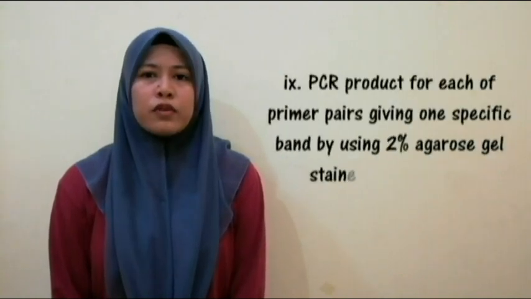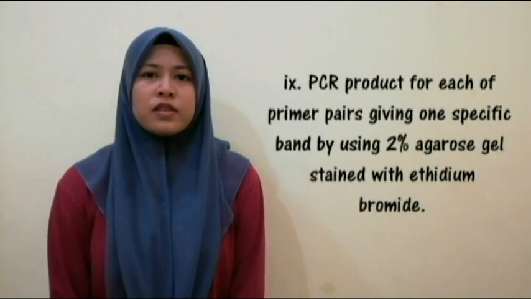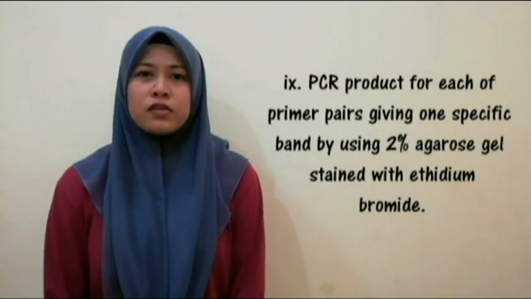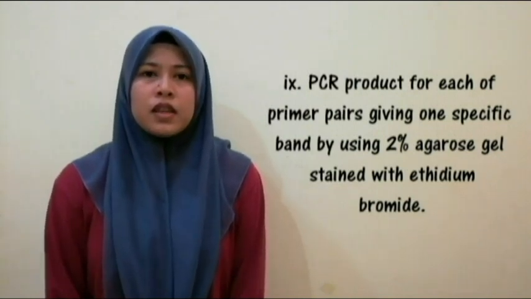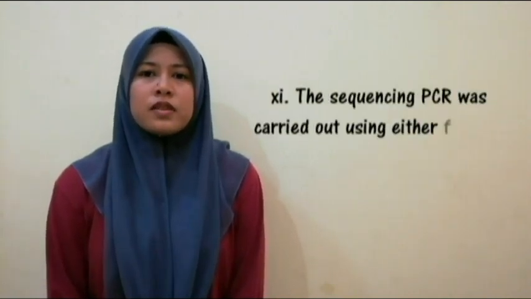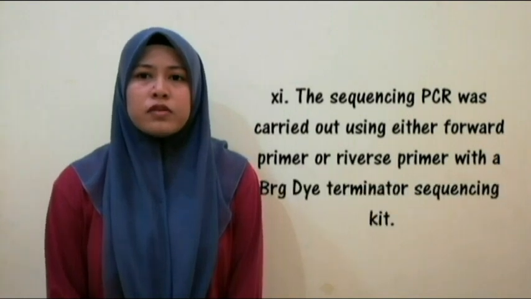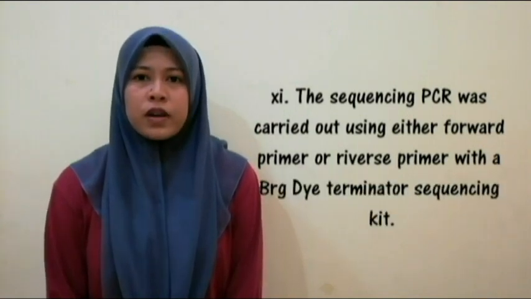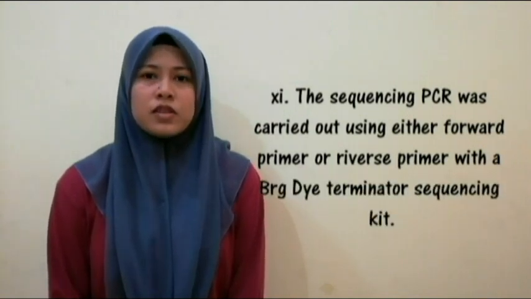Then run the thermocycler. Next, the PCR product for each primer pair, giving one specific band, was checked using a 2% agarose gel with ethidium bromide. The resulting bands were observed under UV light. Then the sequencing PCR was carried out using either the forward primer or the reverse primer with a terminator sequencing kit. And lastly, the PCR product was sequenced with a 3730XL DNA analyzer.